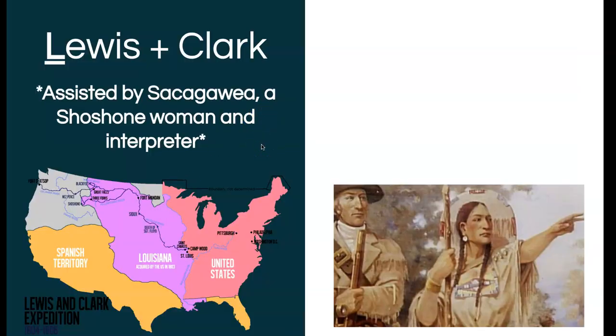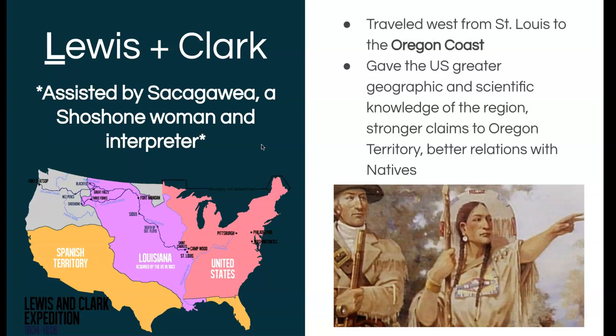The last piece is Lewis and Clark expedition. This was done to explore the Louisiana Territory that was bought after the Louisiana Purchase. It helped increase scientific knowledge of the region and stronger claims to the Oregon Territory, which is on the west coast.